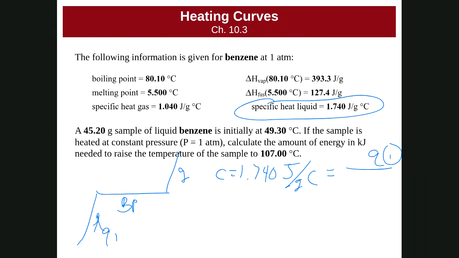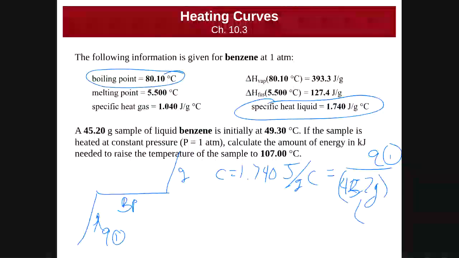All right, and that is divided by the mass, which is 45.2 grams, times the change in temperature. So we're only talking about the change in temperature from the boiling point, so 80.1, from our initial temperature. So 80.1 minus our 49.3.